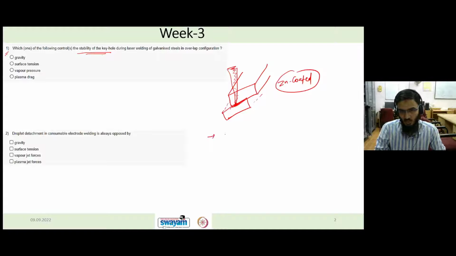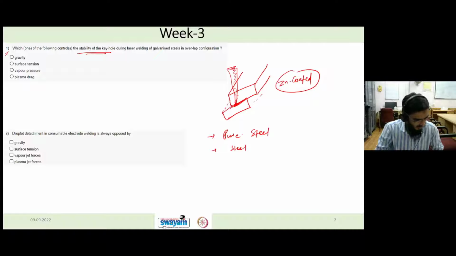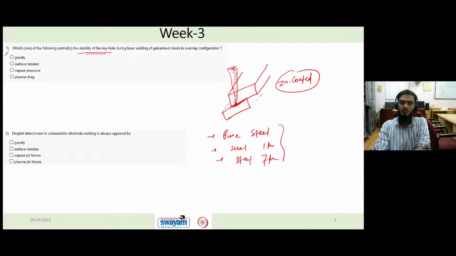Let's say we have pure steel without galvanizing, only steel. In the second case, we have steel with a coating thickness of, let's say, 1 micron. In the third case, we have steel with a coating thickness of 7 micron. So these 3 were the cases. Here no zinc is available, here some amount of zinc coating is there, a 1 micron coating, and the third case is a 7 micron coating.